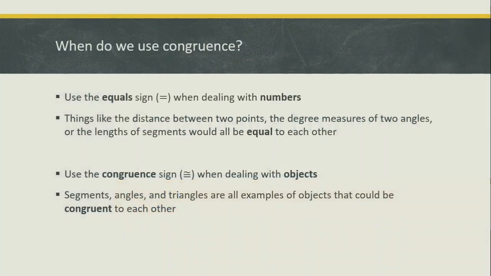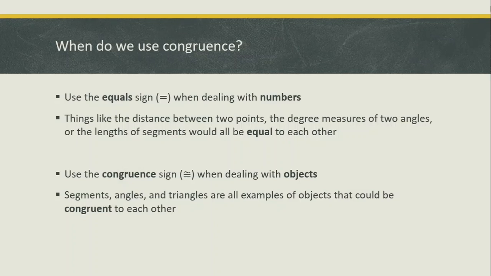So we need to talk a little bit about congruence. So when do we use congruence versus when do we use the equal sign? So we only want to use the equal sign if we are dealing with numbers. Things like the distance formula. If we want to find the distance between 2 points, that would be a number. That would be something that we want to use an equal sign with if we're comparing distances. If we're talking about the degree measures of any angles, then we could talk about the equal sign if they're equal angles. Or we could talk about things like the lengths of segments. Those would be equal to each other.